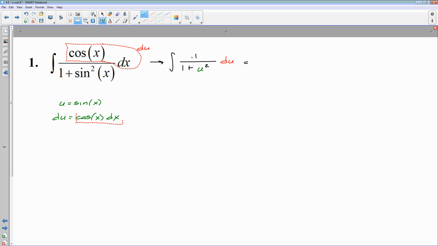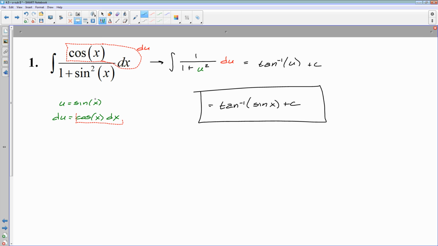And hopefully you recognize that as the derivative of inverse tangent of u. Don't forget the plus c. So we've done the antiderivative. It actually ended up being arctan or inverse tan. And now finally we need to plug our sine x back in. So our final answer is going to be the inverse tangent of the sine of x, plus c. And there's how we're going to do that problem.